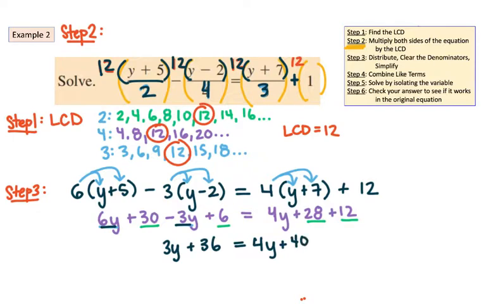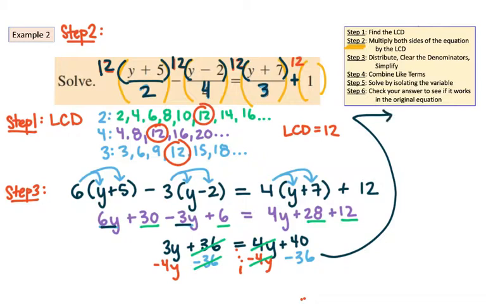Now I get all the y's on the left, all the numbers on the right, and we should be able to simplify. So I will subtract 4y from both sides, getting all the y's on the left. I will subtract 36 to get all the numbers on the right and see what happens. The 36's cancel, the 4y's cancel, and I'm running out of room, but we can move over here and say 3y minus 4y is minus 1y on the left. 40 minus 36 is 4 on the right.